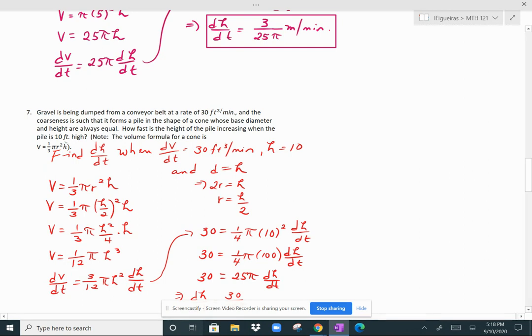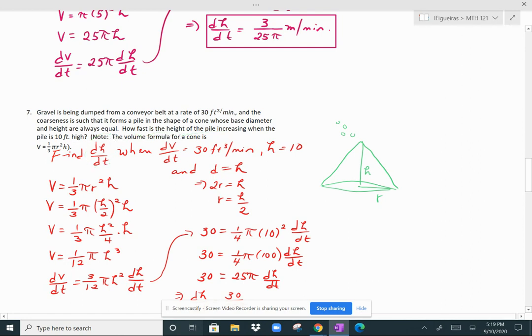And the formula for a cone is 1/3 pi r squared h. So it's similar to the formula for a cylindrical tank, except this one has a third in front. So imagine here's my pile of gravel, and as the gravel falls into this pile, I have a radius here and a height that's changing because the pile just keeps getting wider and higher. You're told that the volume is changing at 30 feet cubed per minute. And you know that you want to know how fast the height is increasing. So I want to find dH/dt.